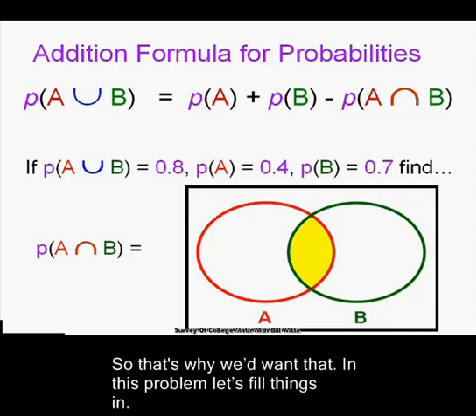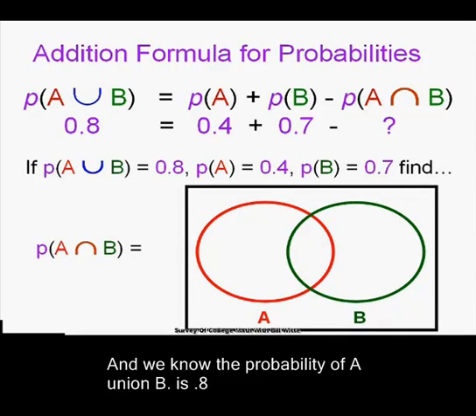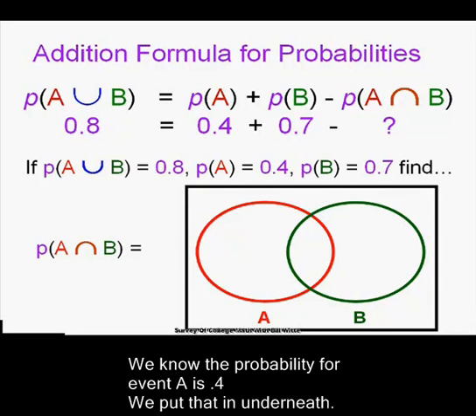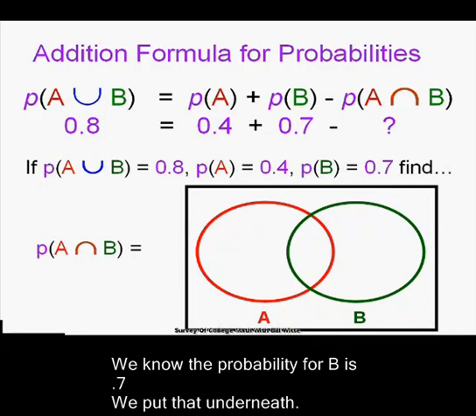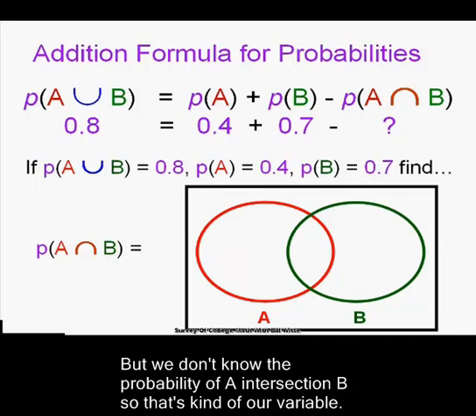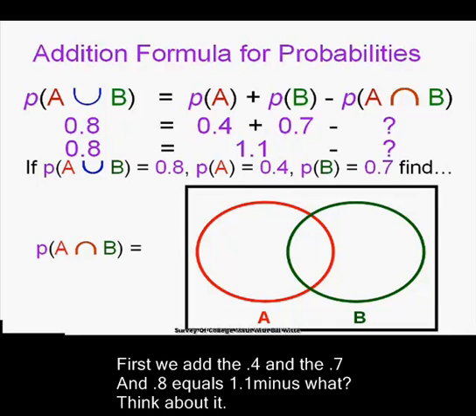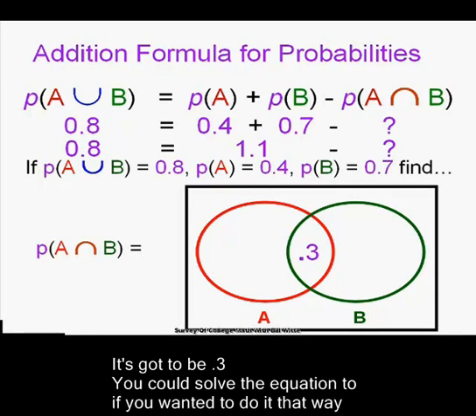In this problem, let's fill things in. We know the probability of A union B is 0.8. We know the probability for A is 0.4. We put that underneath. We know the probability for B is 0.7. We put that underneath. But we don't know the probability of A intersection B. So that's kind of our variable. Let me add the 0.4 and the 0.7. And 0.8 equals 1.1 minus what? Think about it. It's 0.3. It's got to be 0.3. You could solve the equation too if you wanted to do it that way, but that's the idea.